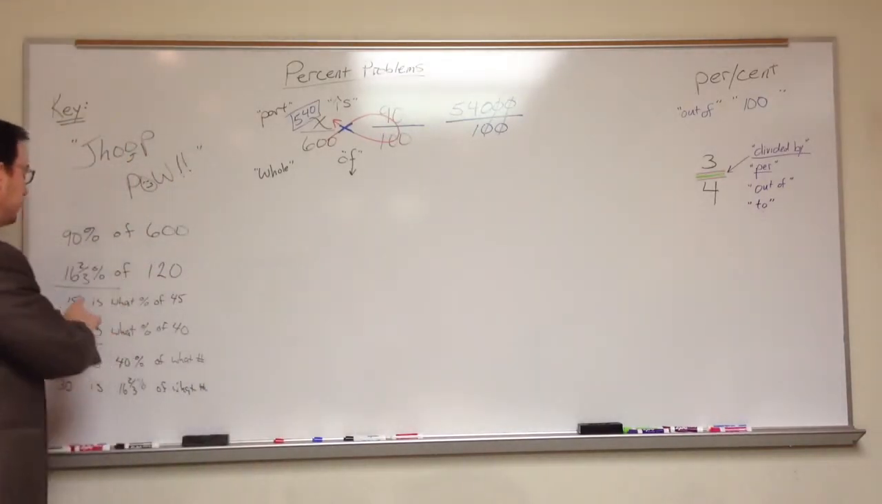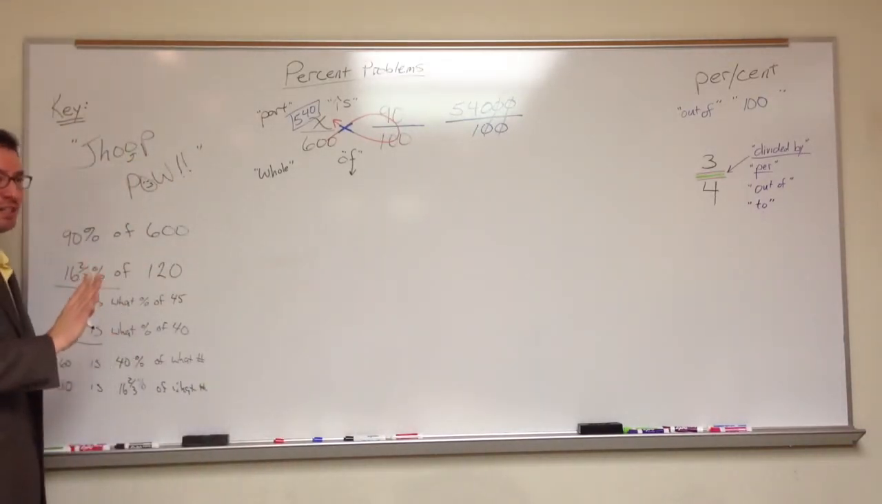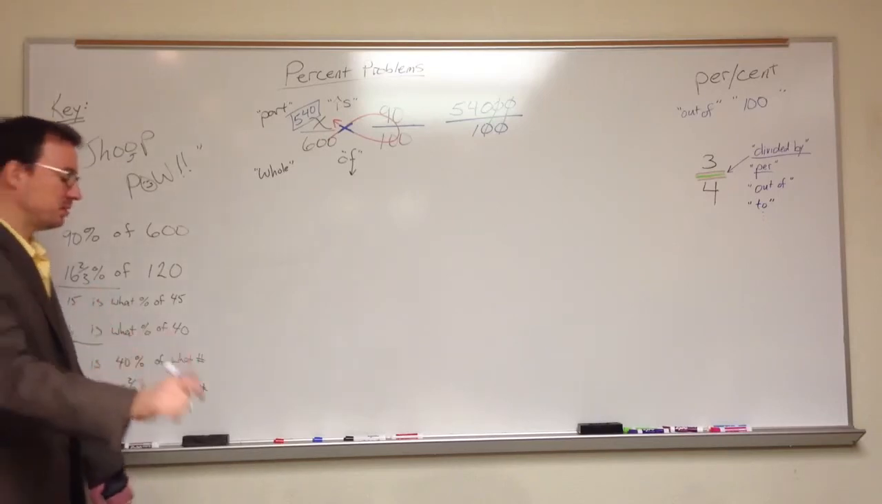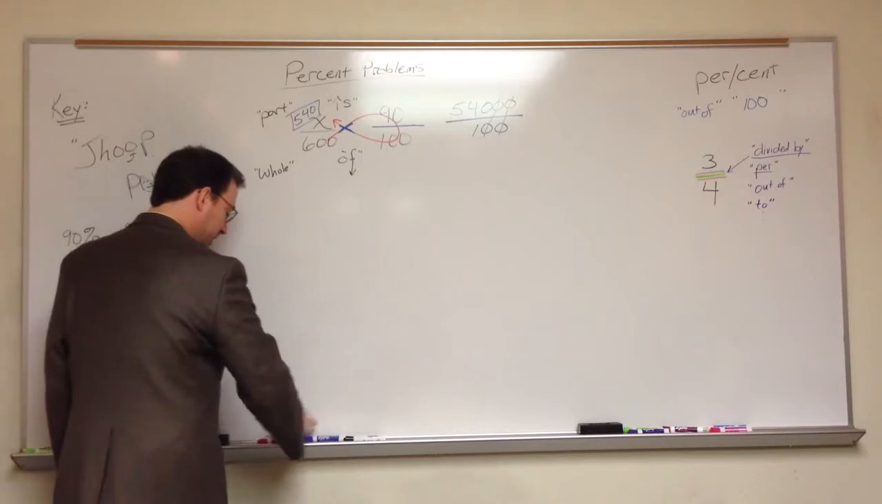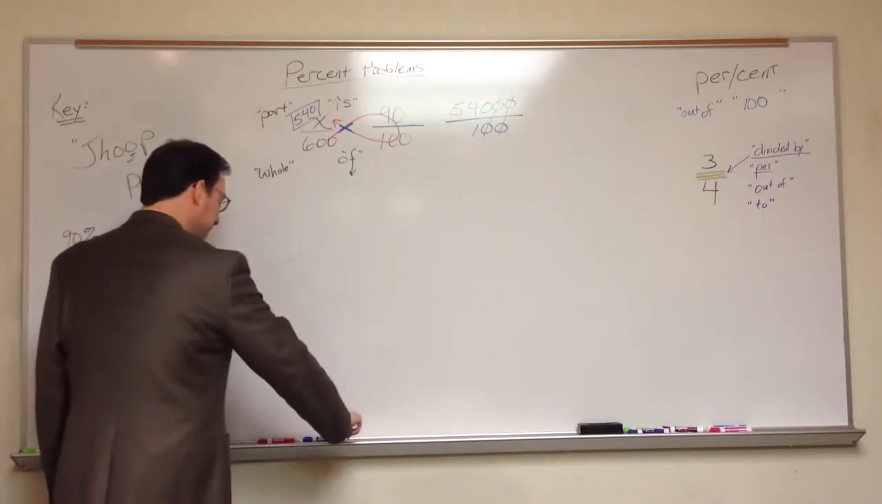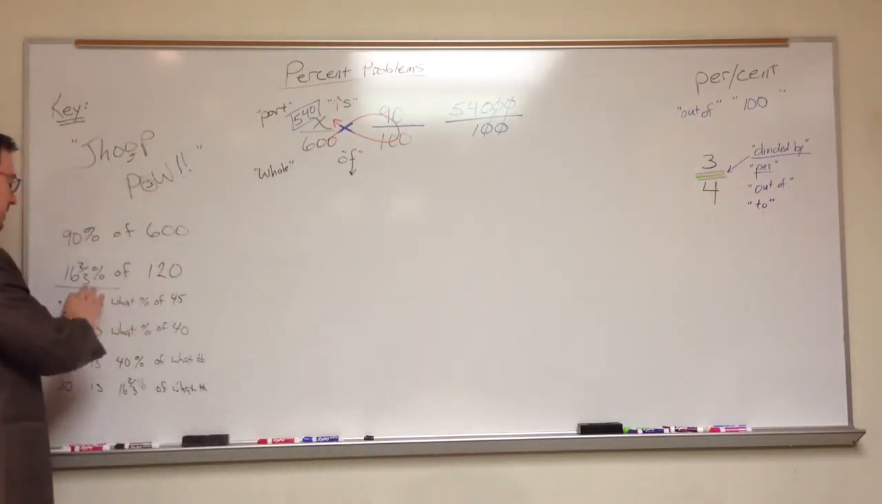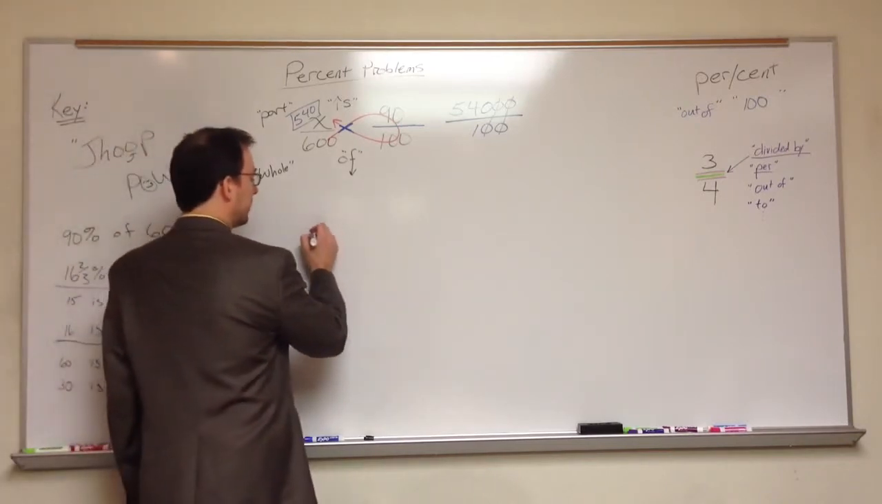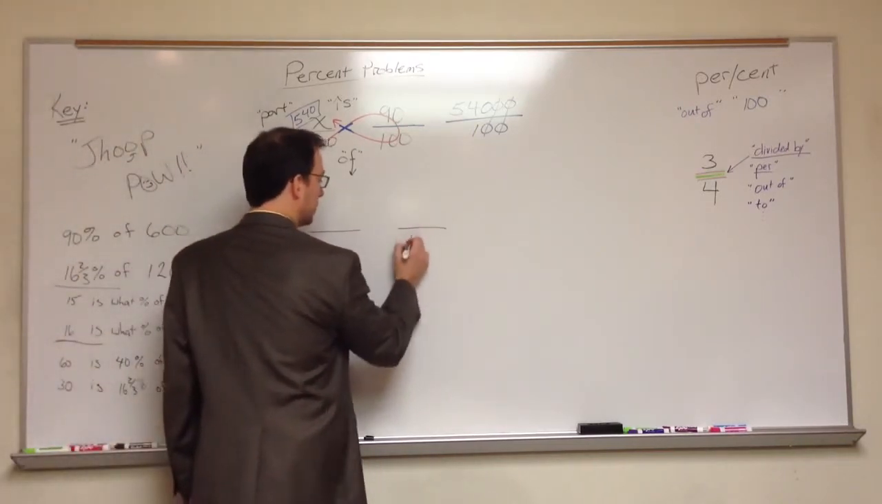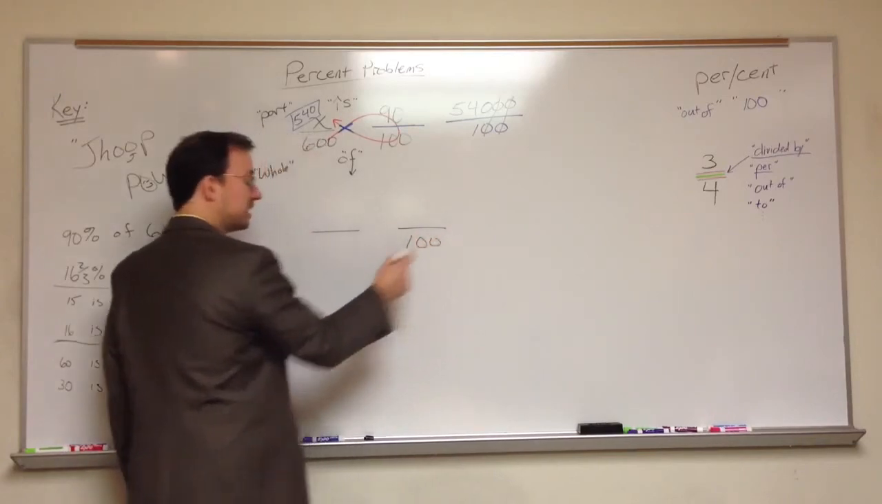16 2/3. Now this one looks ugly. Oh no, it's a fraction percent? That's just weird. That's okay. Just follow the same steps and it will all work out just the same. So again, I see that it's a percent issue, 16 2/3% of something. Before I even get to the something, I can go ahead and do my lines. I have my percent here.